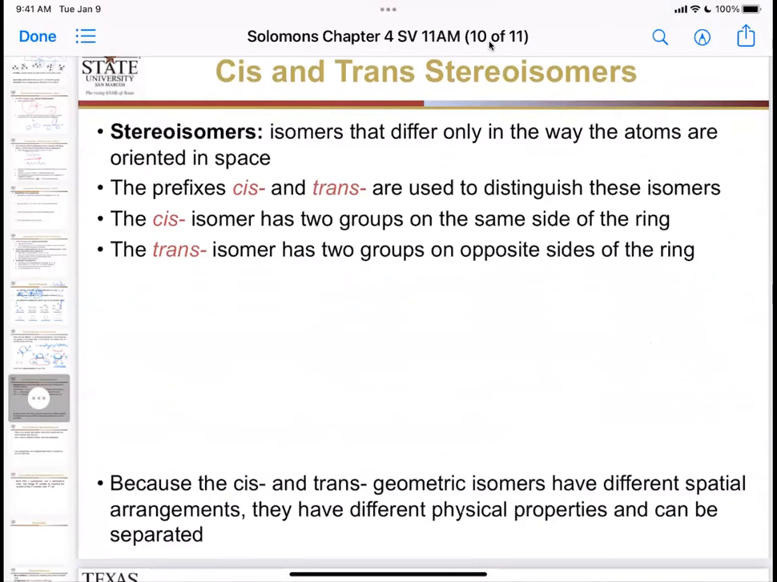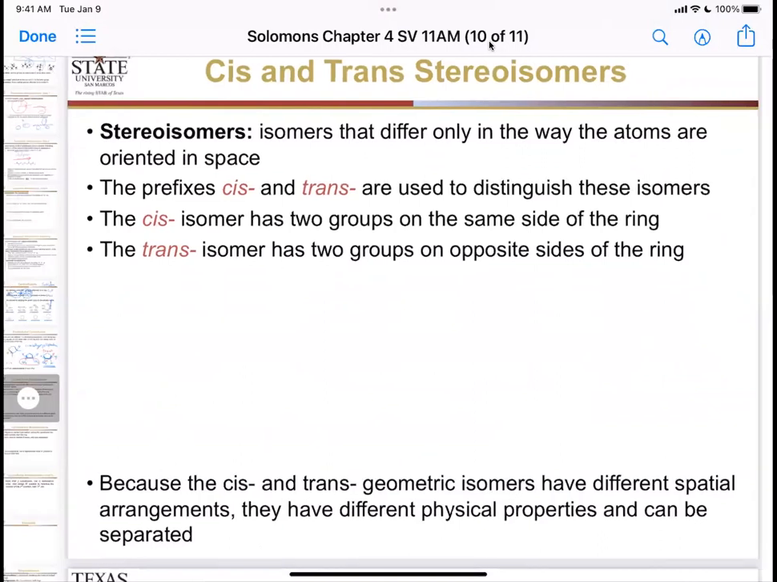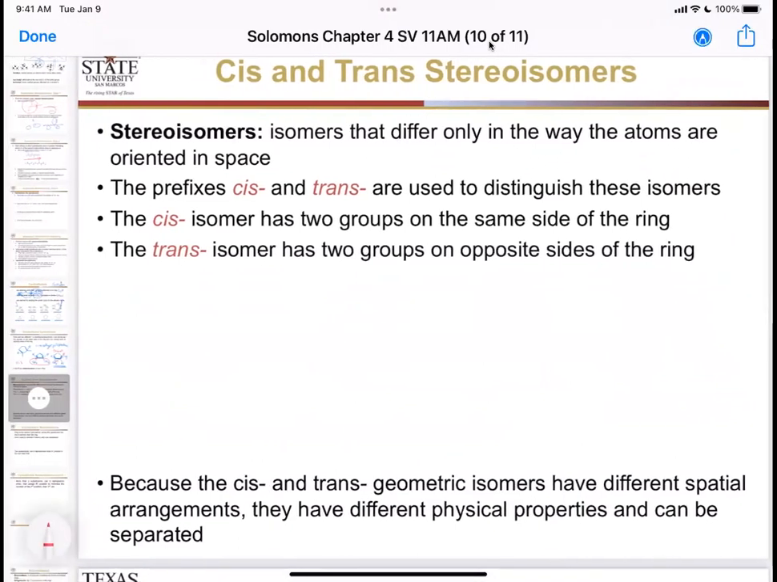So another way to draw this would be to look at it in that same perspective where this is coming out at us. But instead of drawing them out at angles, the hydrogen and the methyl group are just going to be linearly associated with each other here. If I were to draw this isomer this way, is it easier to see both methyl groups are on the same side of the ring? And if both methyl groups are on the same side of the ring, that makes it which isomer?